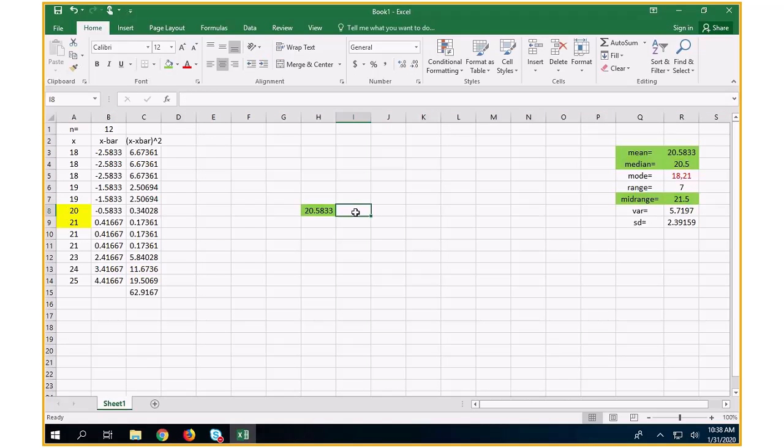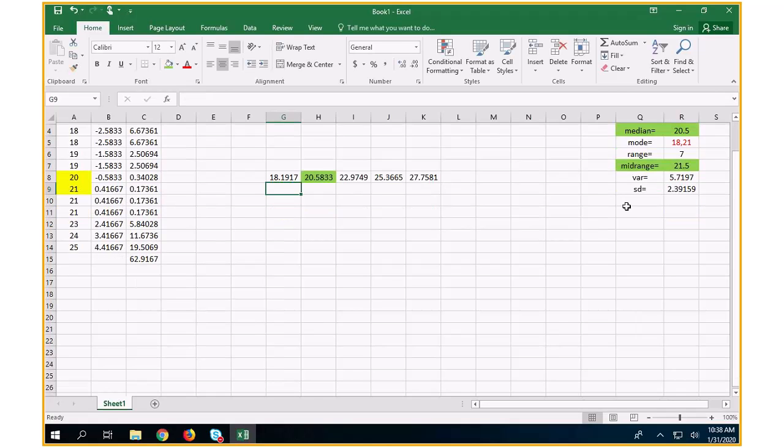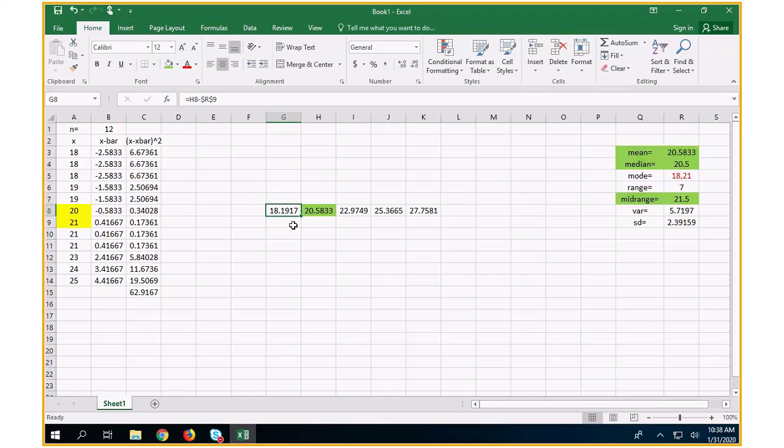All right. Equals this number plus the standard deviation, F4, and enter. Now I'm going to copy that 2 places to the right. And over here equals this number minus the standard deviation, F4, and copy that 2 places to the left. And you should have the same thing, and you should feel good about yourself.